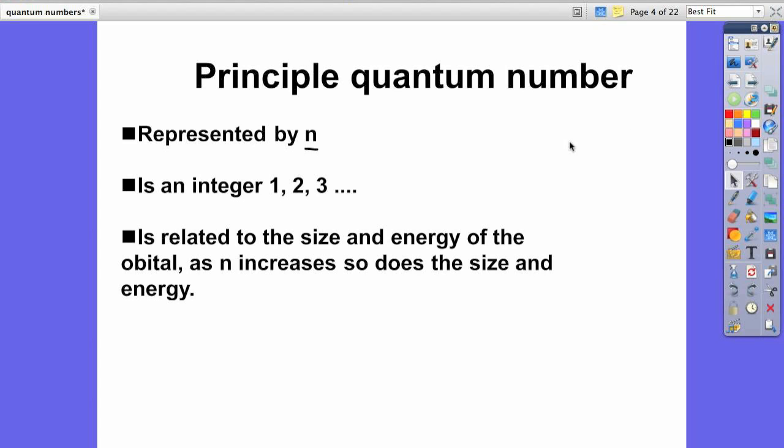For the principal quantum number, it is just represented by n. It is an integer starting from 1, 2, 3, and so on. This is going to tell us the size and the energy of the orbital.